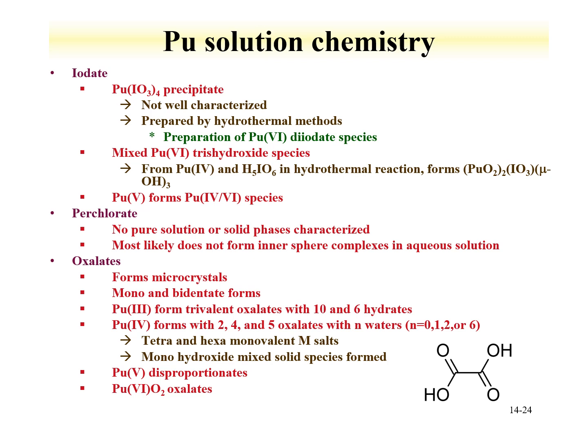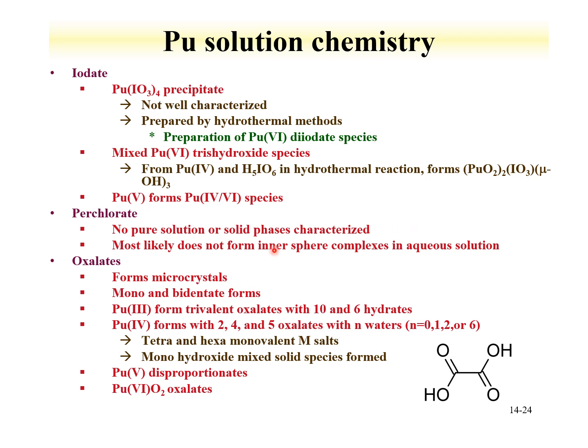Other compounds that are in solution include the iodates, which have been precipitated. They are not well characterized, but they have been prepared by hydrothermal methods. The perchlorates, well, the perchlorates generally are used for non-coordinating systems. There's no pure solution or solid phases characterized. Most likely it does not form inner-sphere complexes. And then the oxalates. The oxalate is a very common ligand used to precipitate plutonium.